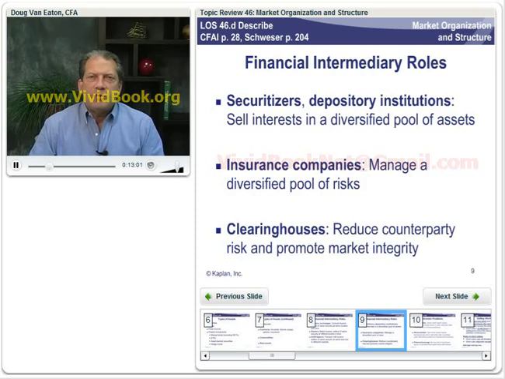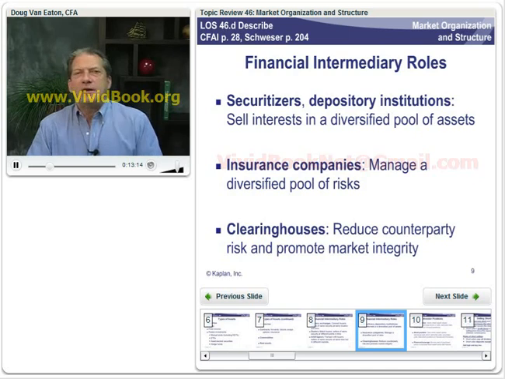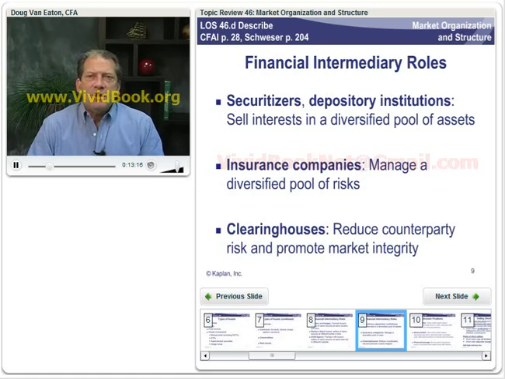That seems to be what banks are into these days, borrowing money at 0% and investing it in government securities that pay more. It's a good business while it lasts, huh? Maybe they can get their equity back up to some acceptable levels. Insurance companies, well, they manage a diversified pool of risk. I think we're not going to get too much into that in the Level 1 curriculum.